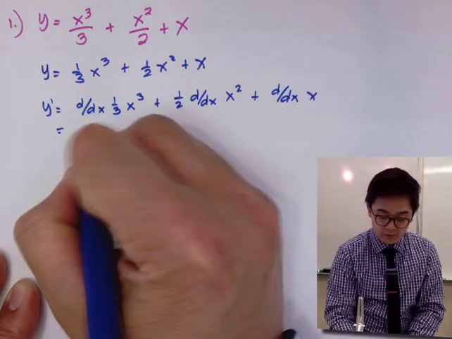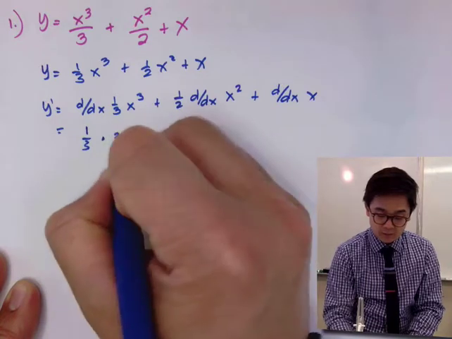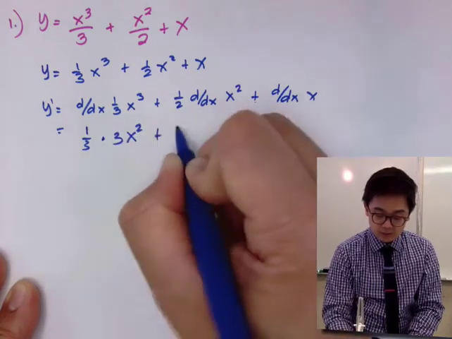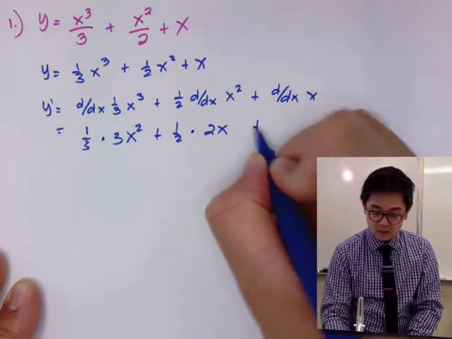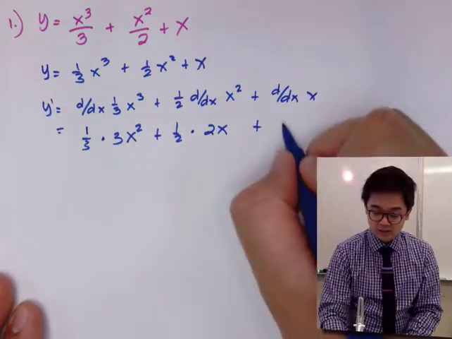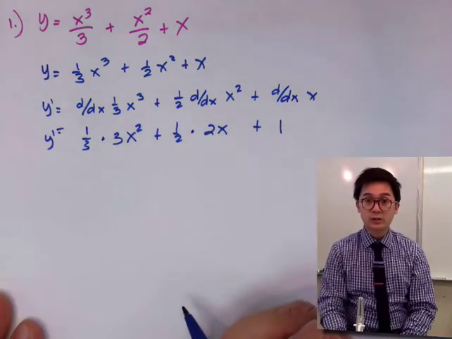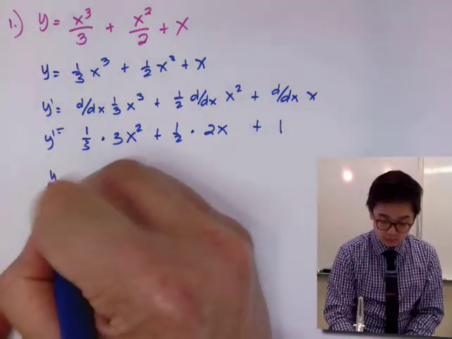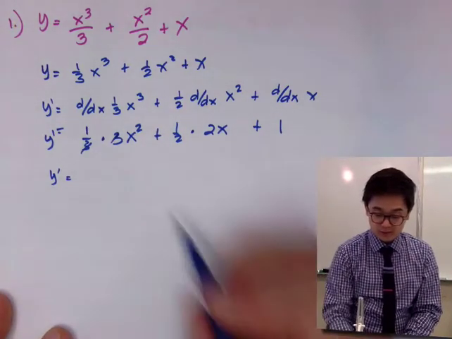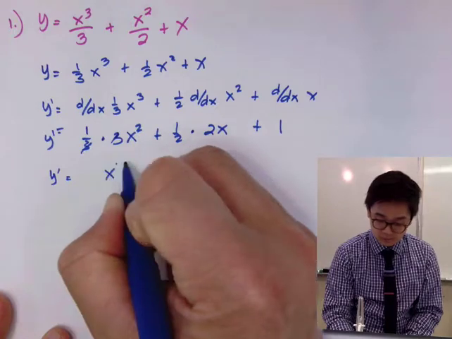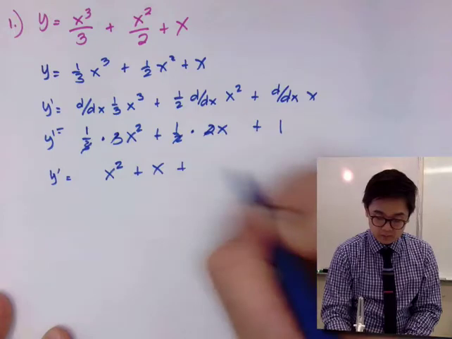So we'll have 1/3 times the derivative of x cubed, which is 3 times x squared, plus 1/2 times the derivative of x squared, which is 2 times x, plus the derivative of x, which is simply 1. So now that we have our y prime, all we need to do is simplify our answer, because we can cancel 1/3 and 3. 1/3 times 3 is simply 1, so we'll end up with x squared plus, cancel this, plus 1.